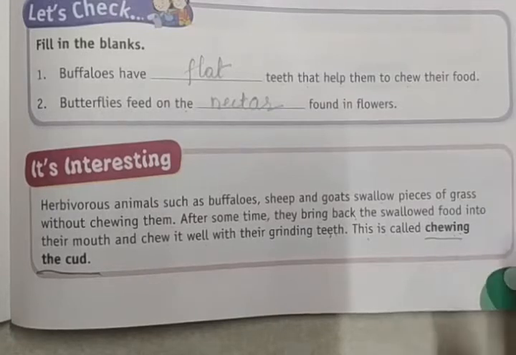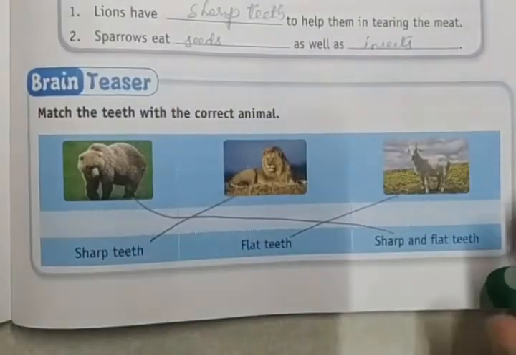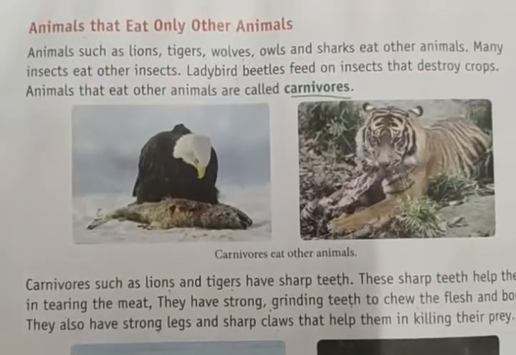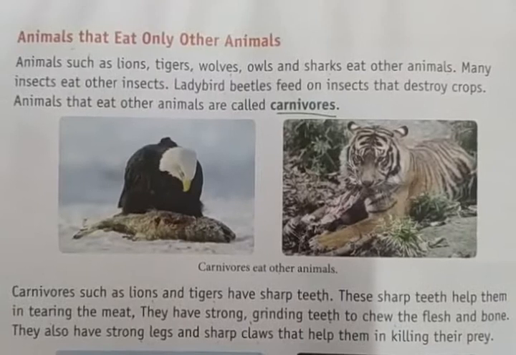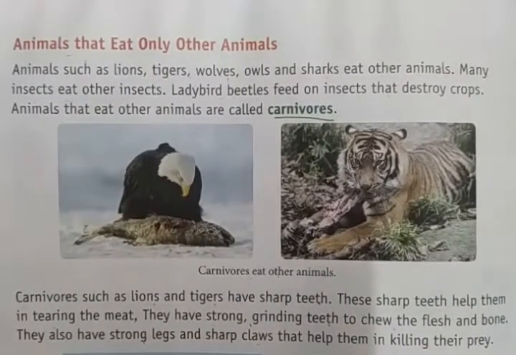Okay, this is very interesting, right? That's called chewing the cud. They chew and make the food into small pieces and send it again back to the stomach for digestion. Okay, hope you understood herbivores. Now let's discuss carnivorous animals.